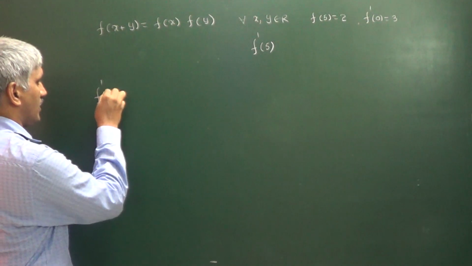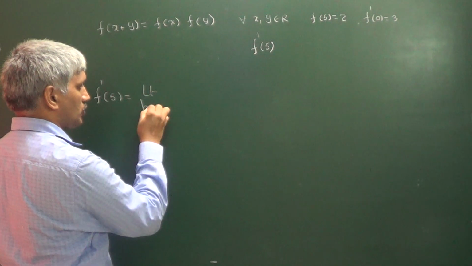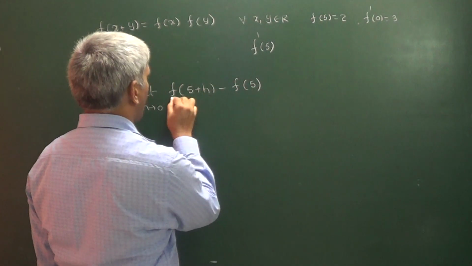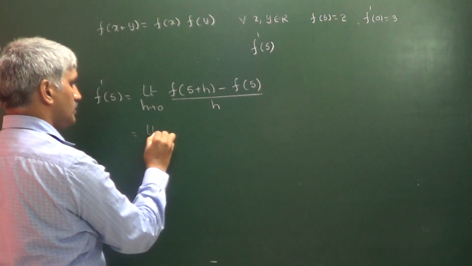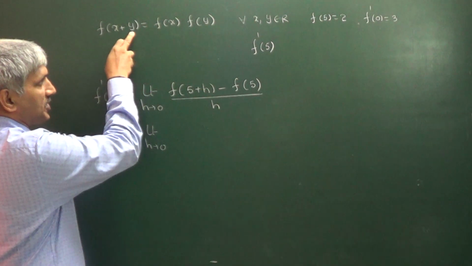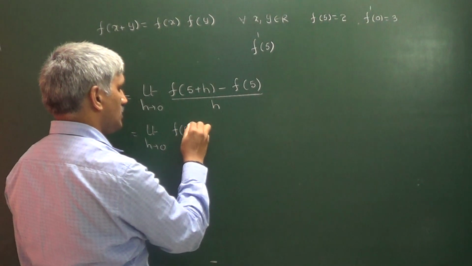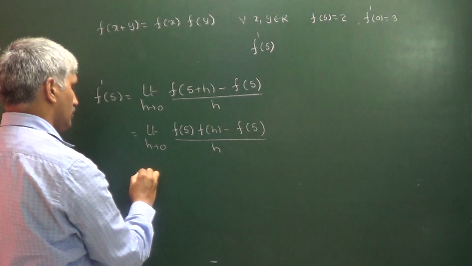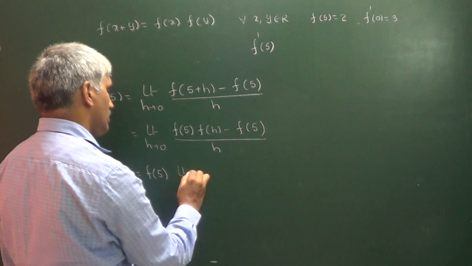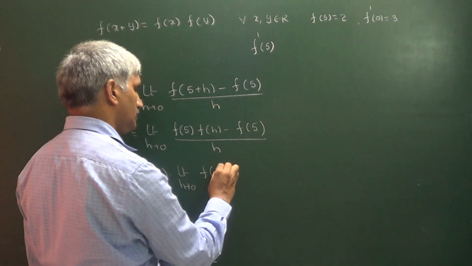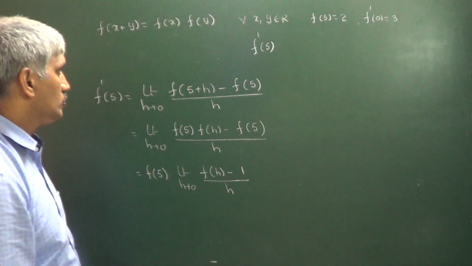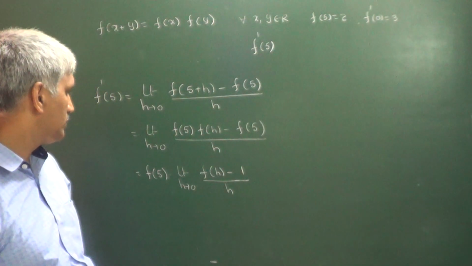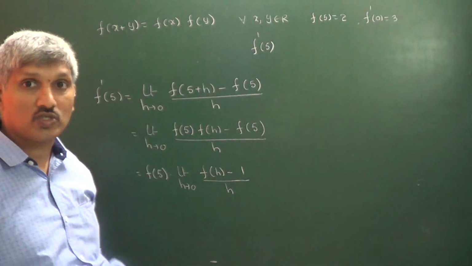First of all, f dash of 5 is equal to limit h tends to 0 of f of 5 plus h minus f of 5, divided by h. According to the definition, f of 5 plus h we can write as f of 5 into f of h. So this is f of 5 into f of h minus f of 5, divided by h. Now if you take f of 5 common, f of 5 into limit h tends to 0 of f of h minus 1 divided by h. Because we know the f of 5 value, if you are able to say this is f dash of 0, then the problem is over. 2 into 3 is equal to 6 is going to be the answer.